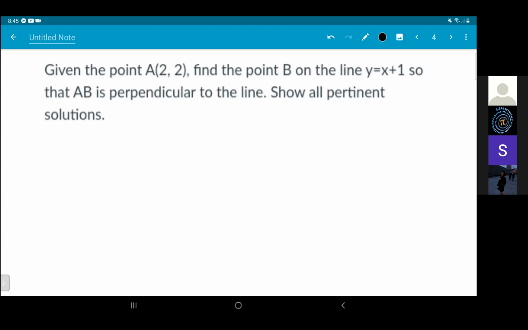So some were able to get this, but you first have to analyze the problem. You're given a line y equals x plus 1, slope is positive, so that's this, and then the point (2, 2). And you want a point on this line so that the line passing through those two points is perpendicular to the given line.